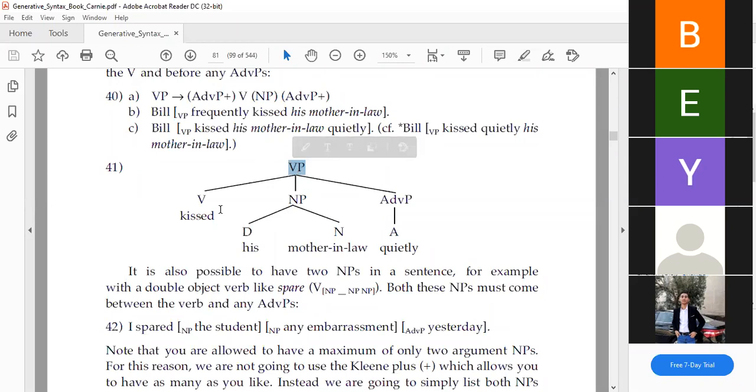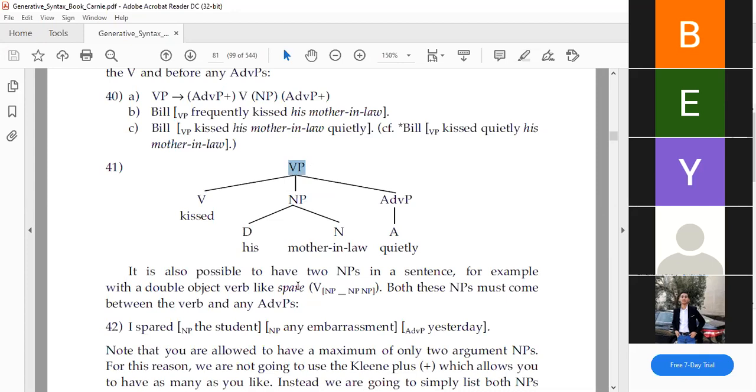So like we say, kissed what? The answer is his mother-in-law. So his mother-in-law modifies the verb. And because the verb is the head, we don't attach it under the V, we attach it under the VP. This is the case for monotransitive verbs.